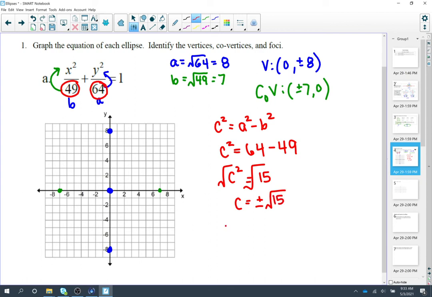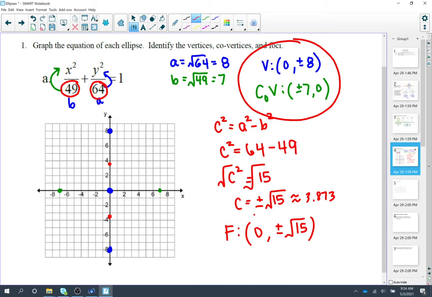Now, for the sake of actually labeling your foci, we're going to leave that. But if we want to actually figure out where that is on the graph, I'm going to approximate it, and the square root of 15 is roughly 3.873. Which tells me from my center, I'm going to go up 3.8-ish and down 3.8-ish, which is where my foci are. If I'm then going to list that, that's at 0 plus or minus the square root of 15. So there we have everything labeled.